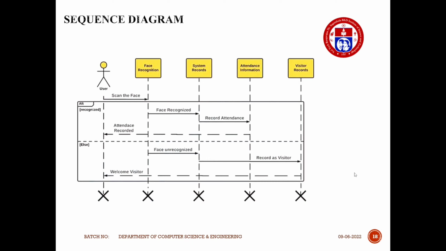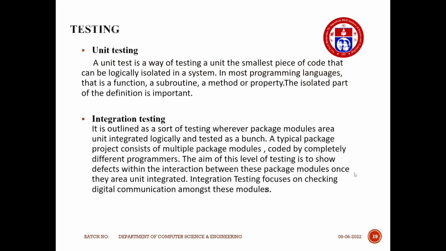This is the sequence diagram, where a user or a student enters the class, and face recognition is performed. The system automatically records and the attendance information is updated. It will recognize and scan the face. Attendance is recorded when the face is recognized. If the face is not found, it is unrecognized and recorded as a visitor.